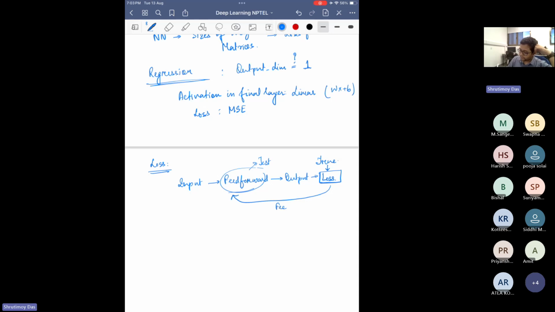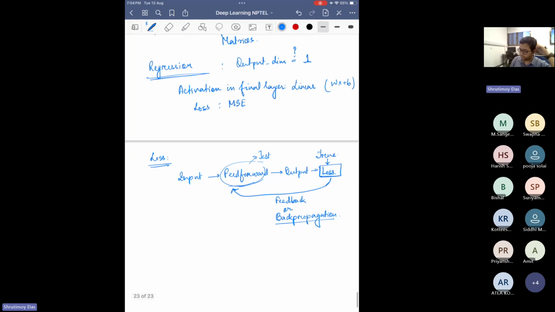I have some feedback, and we have this algorithm called backpropagation. Why backpropagation? Because you're using this loss to correct the weights and biases of the neural network.